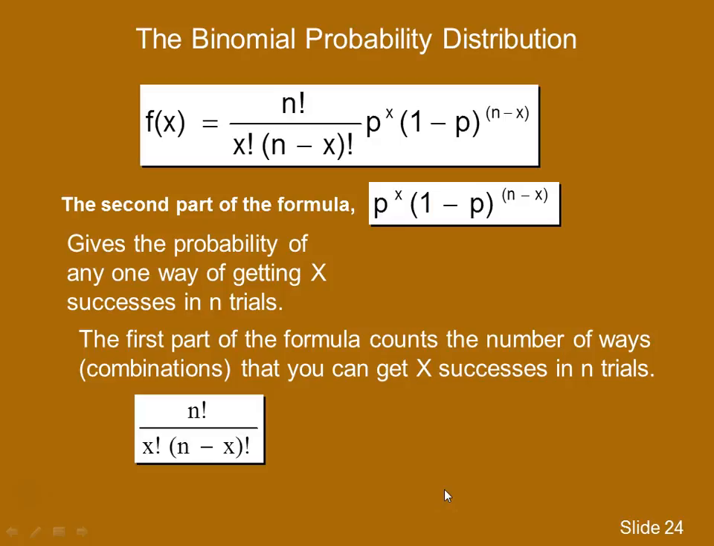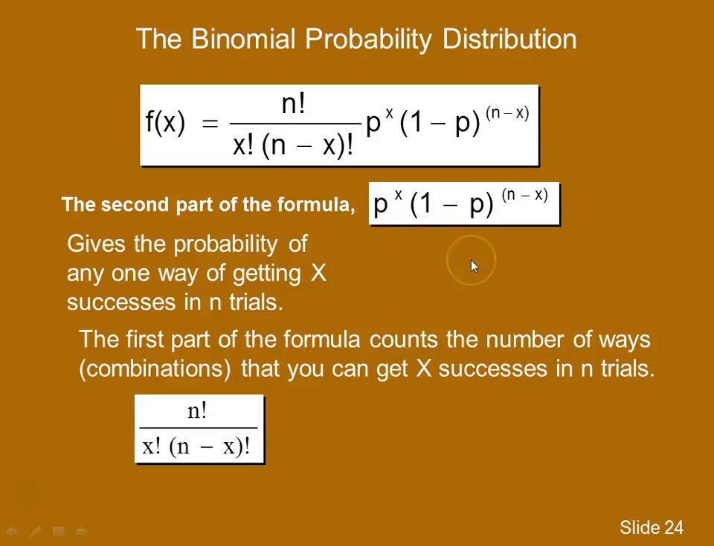Where did you multiply probabilities together back in the probability module? Well, you did it with intersections. This and this both, you were always multiplying probabilities together. And that's exactly what we're doing here.